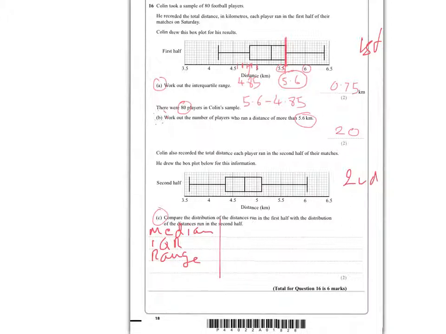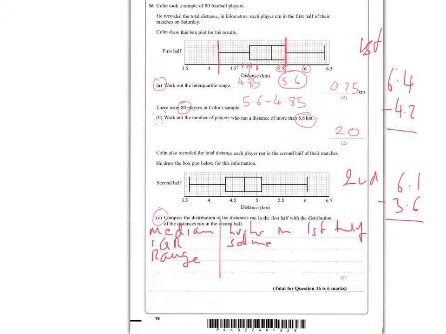So the median is higher in the first half. The interquartile range is actually exactly the same on both of them, and the range, well, here it goes from 4.2 by the looks of it up to 6.4, so that's 6.4 take away 4.2, and here it goes from 3.6 to 6.1, so it's 6.1 take away 3.6. Now, without doing those takeaways, I can see that this one's going to give me a bigger answer, so I'll put higher in second half.